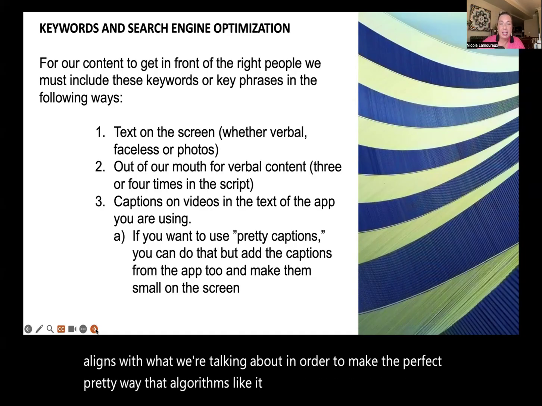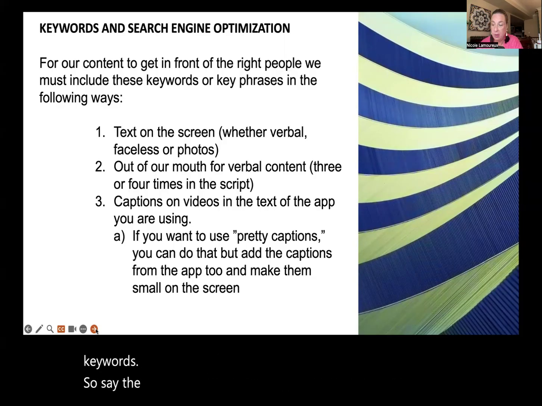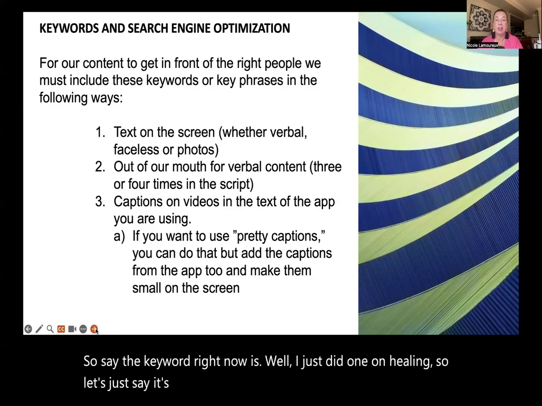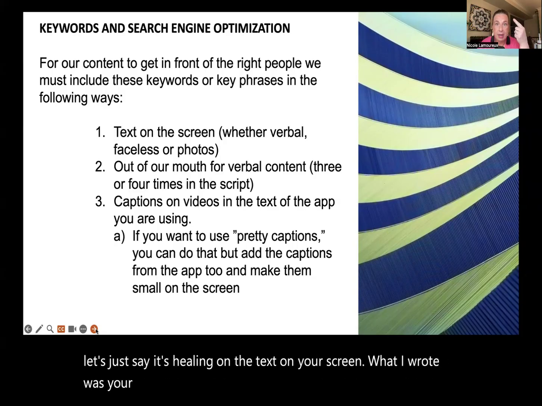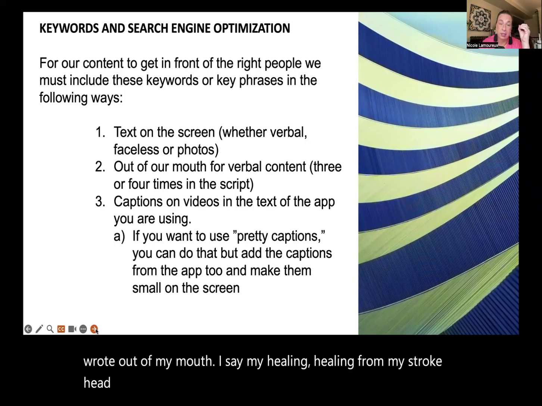So let's talk about how, if we're doing spoken content, we are going to use the keywords. Say the keyword right now is, well, I just did one on healing. So let's just say it's healing. On the text on your screen, what I wrote was, your healing journey may not be linear. That is just what I wrote. Out of my mouth, I say, my healing from my stroke has not gone in a straight line.